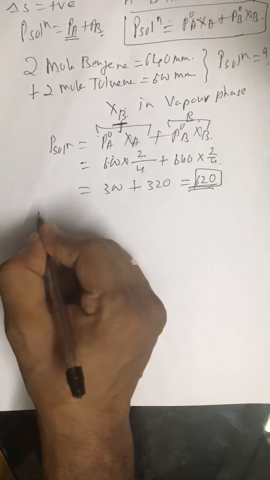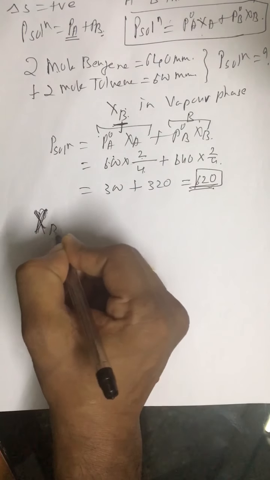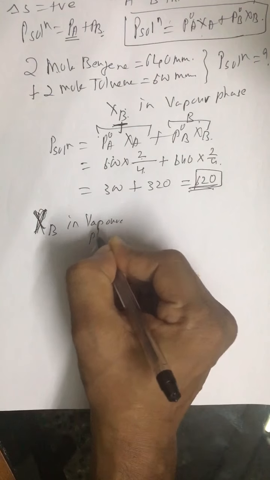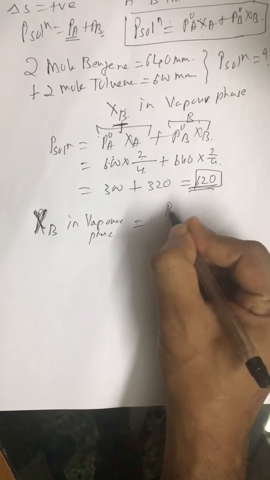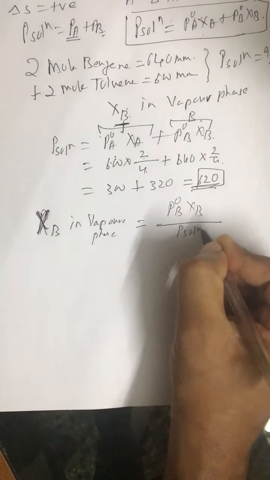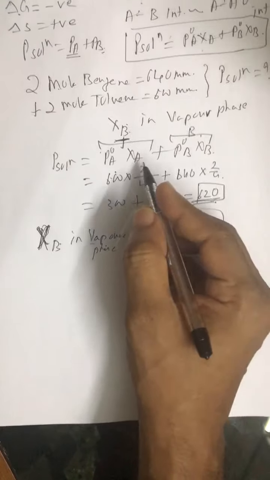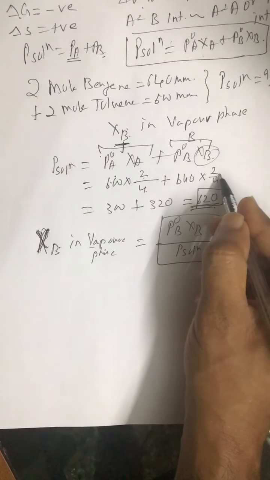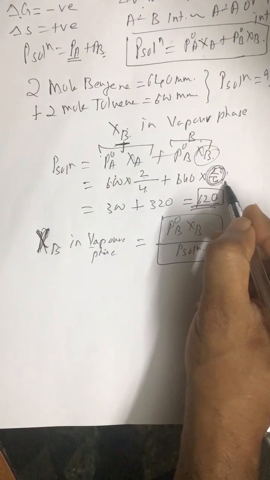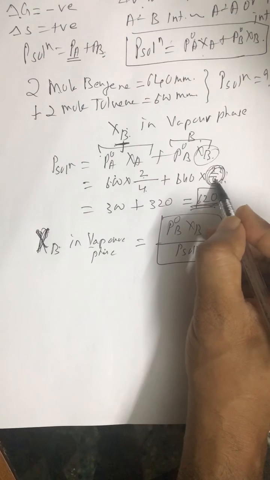And now if you want to calculate mole fraction of benzene in vapor phase. Alright, vapor phase, this is given by P0B x of B divided by P of solution. So this you should be careful. This is mole fraction. See, we initially, what was the mole fraction of benzene? 0.5. Alright, 2 by 4, that is 1 by 2, that is 0.5. Okay, that is in the solution.